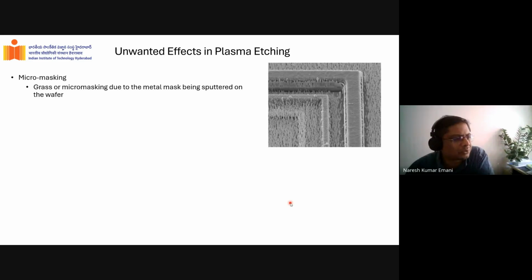There are also a lot of complications. This is micro masking, which we also call grass or something like that. Essentially your mask is getting sputtered.